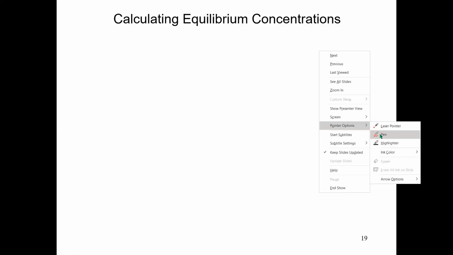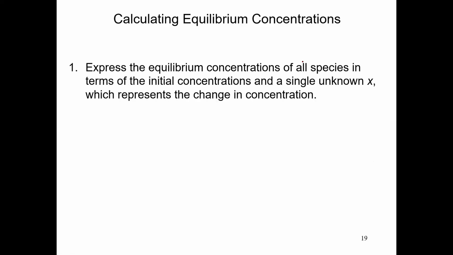Calculating equilibrium concentrations, a very, very important aspect of this. Express equilibrium concentrations of all species in terms of initial concentrations and a single unknown, x, which represents the change in concentration.